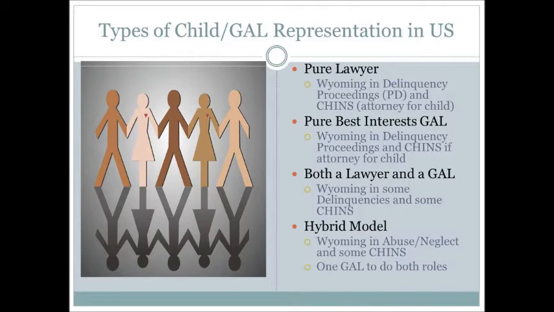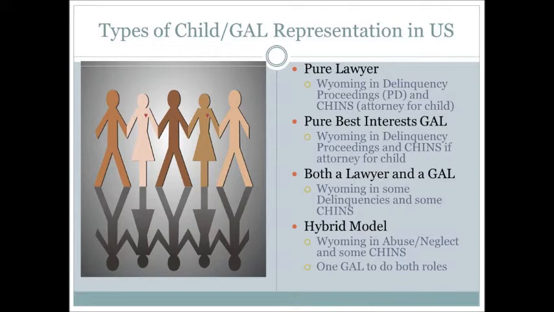The first is having a pure lawyer. This is where the child gets an attorney to represent what they want, and that client is bound by that direction. In delinquency cases in Wyoming, a public defender is appointed for the child, and that is a pure lawyer direct attorney representation. Also in CHINS proceedings, the statute gives the child a right to an attorney, a direct attorney, and if that child does not waive that right, that attorney will also be the pure direct lawyer representation model.